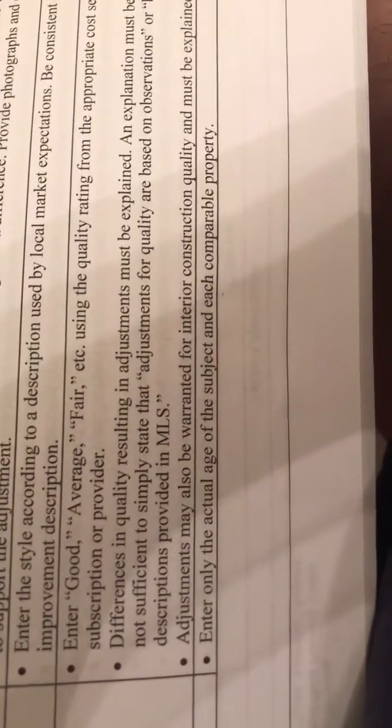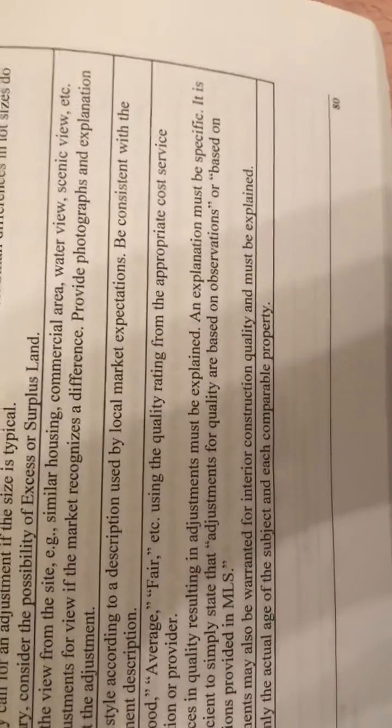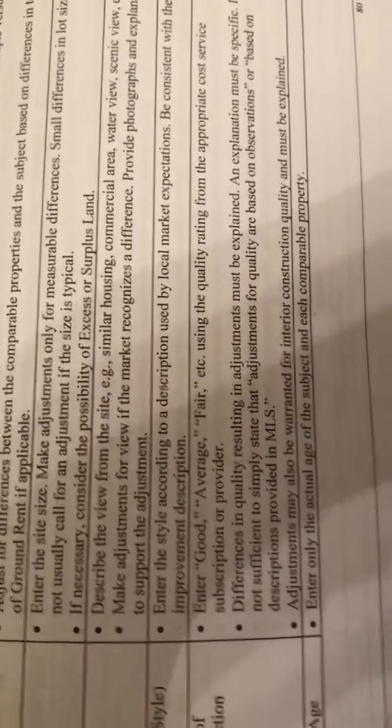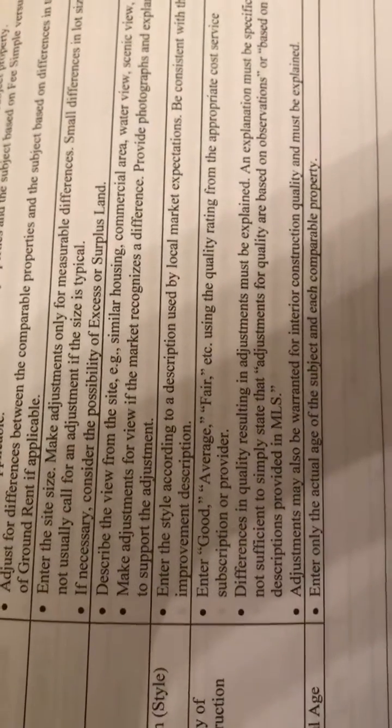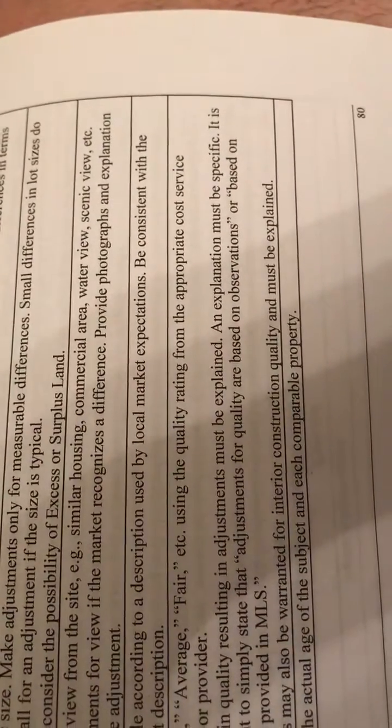Field: Quality of construction. Protocol: Enter good, average, fair, etc., using the quality rating from the appropriate cost service, subscription, or provider. Differences in quality resulting in adjustments must be explained. An explanation must be specific.